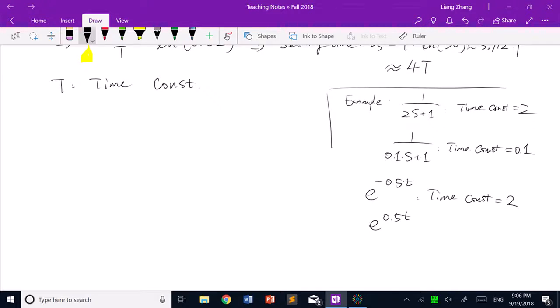Now, I can also ask, what about this one, e to the 0.5t? See, there's no negative sign in front of this exponent, and this exponential function will blow up to infinity. It doesn't belong to an asymptotically stable system. The time constant here simply doesn't exist, because this represents an unstable system. We blow up to infinity, so this time constant just doesn't make any sense.